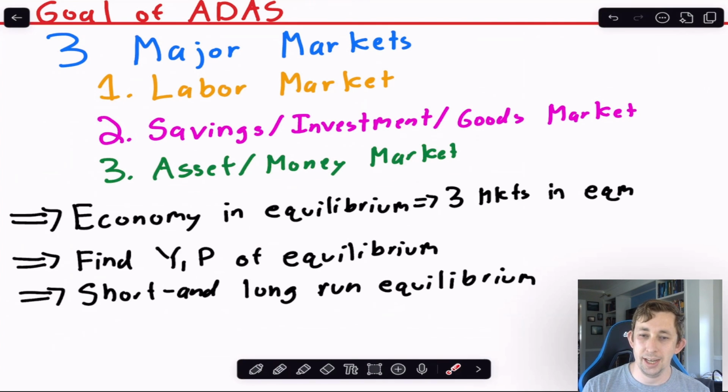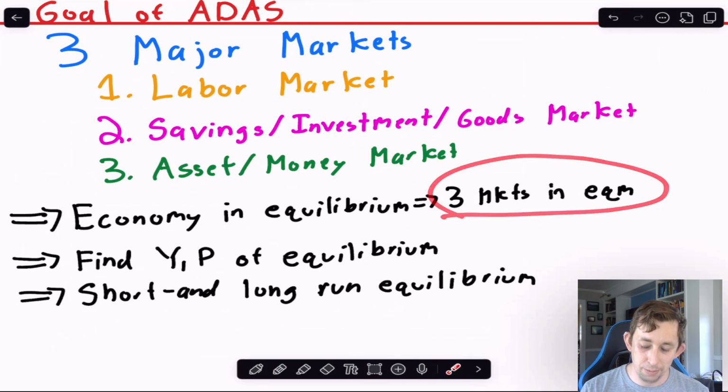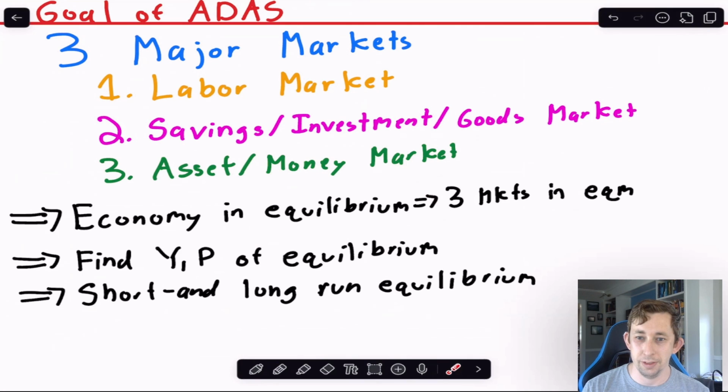And so we're going to say the economy is in a long-run equilibrium when all three markets are in equilibrium, at the intersection of all three of those markets. Basically, it's going to be one line per market on this ADAS curve, where we're going to have a supply and demand, and we're going to have a long-run supply curve.